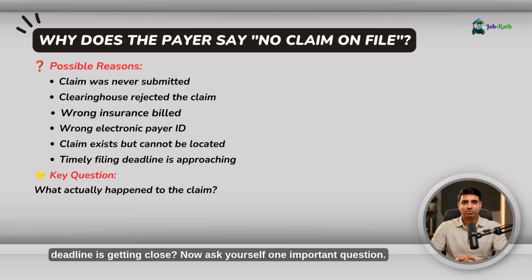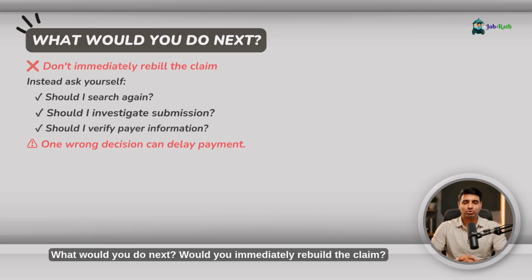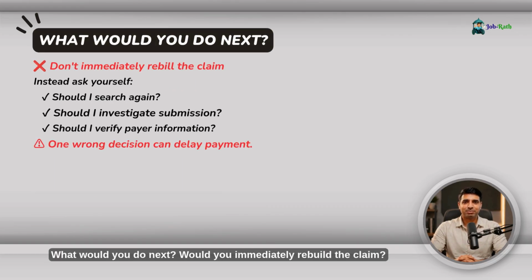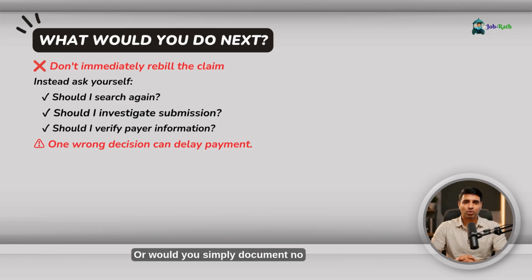Now ask yourself one important question. What would you do next? Would you immediately rebill the claim? Would you search the claim again using different information? Or would you simply document no claim on file and move on to the next account?